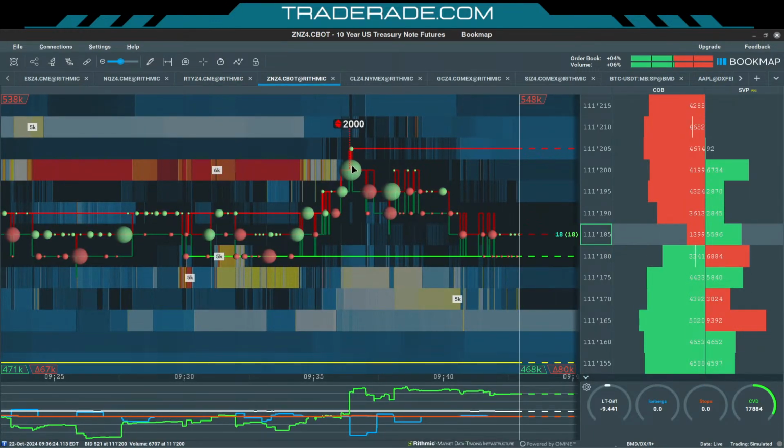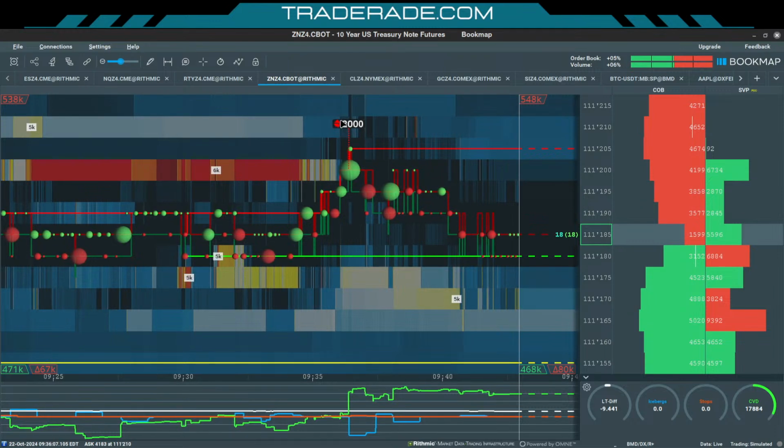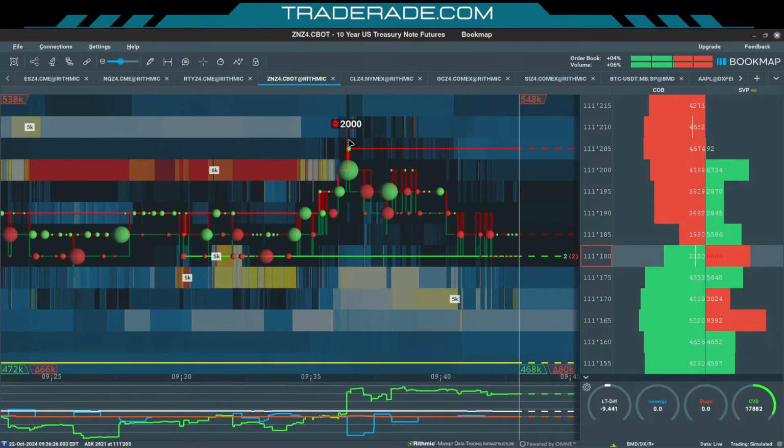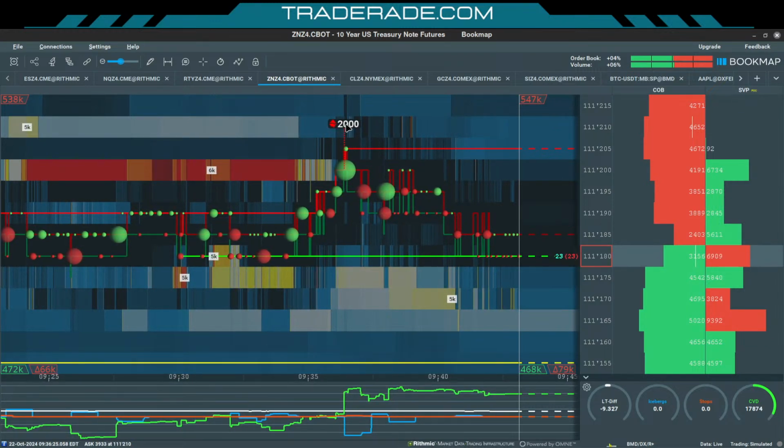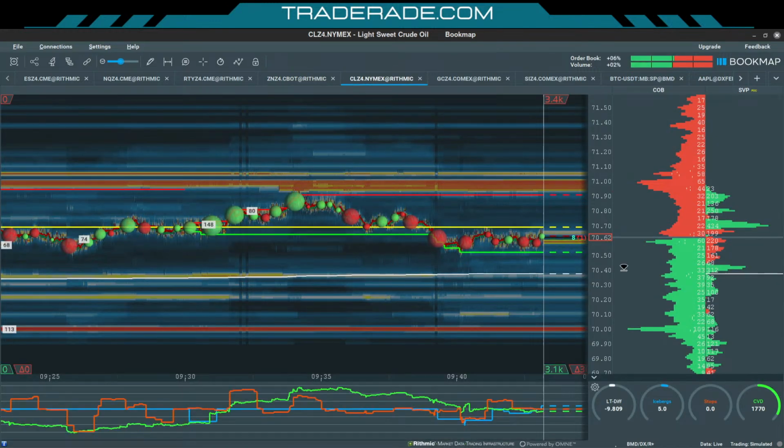Speaking of rates, we got the 10-year on screen. We just saw a decent size sell iceberg on this, which did mark the high in the futures. It's just around 111.205. That 2,000 lot iceberg came through and sort of put a cap on that upward move.